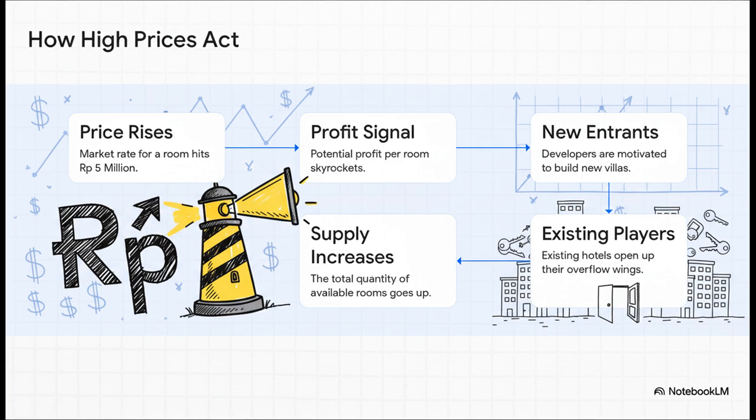That 5 million rupiah price, it's not just a number, it's a signal. It's like a giant flashing neon sign over the whole area that screams profit opportunity here. And that signal makes people act. New developers are suddenly motivated to build. Existing hotels start opening up those extra wings they had closed. And what's the end result? The total supply of rooms in the market goes up.